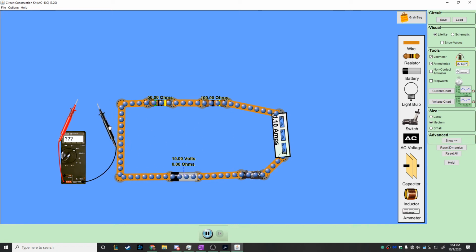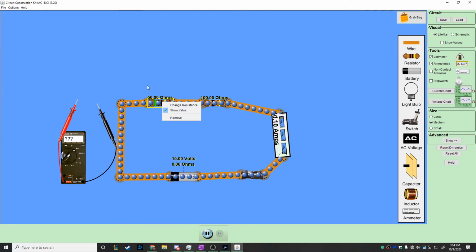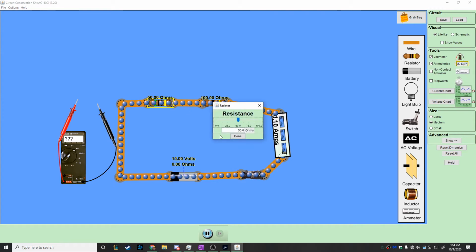I guess another thing we could do is ask what would happen if I changed this resistance to 50 ohms. I don't know. What if I changed it to, let's say, 100 ohms? What's going to happen to the current? Is it going to go up or down if I increase the resistance? Should go down, right? Because you've got more resistance. And it does, to 0.07.